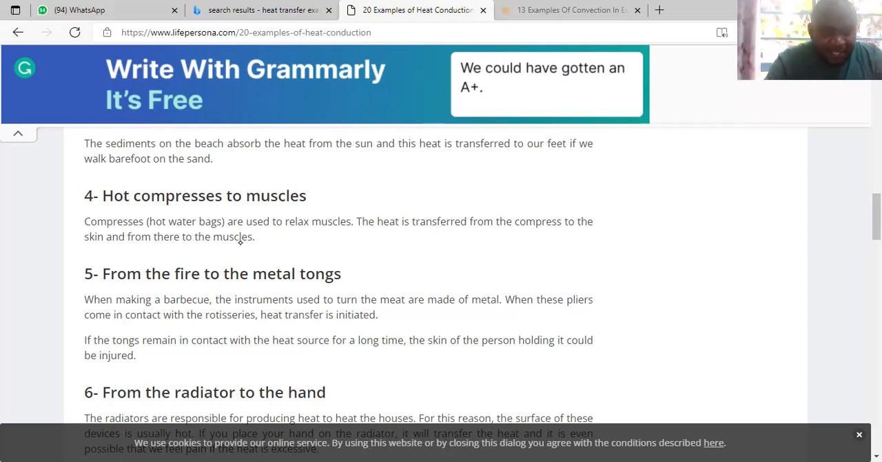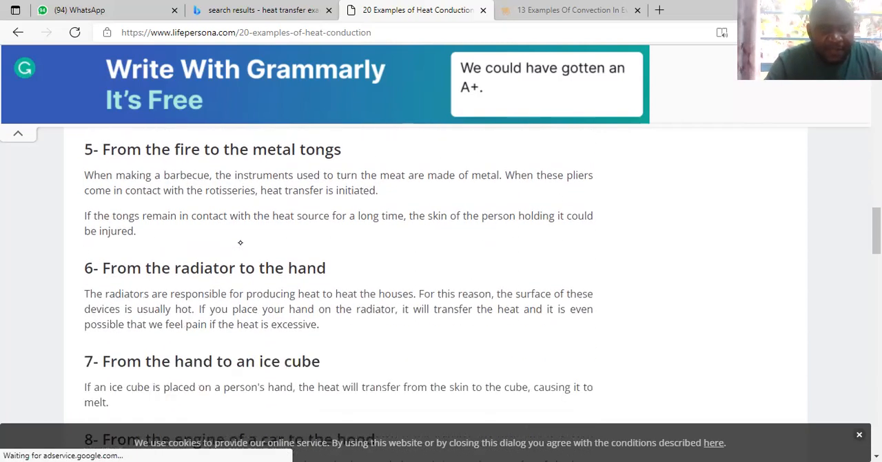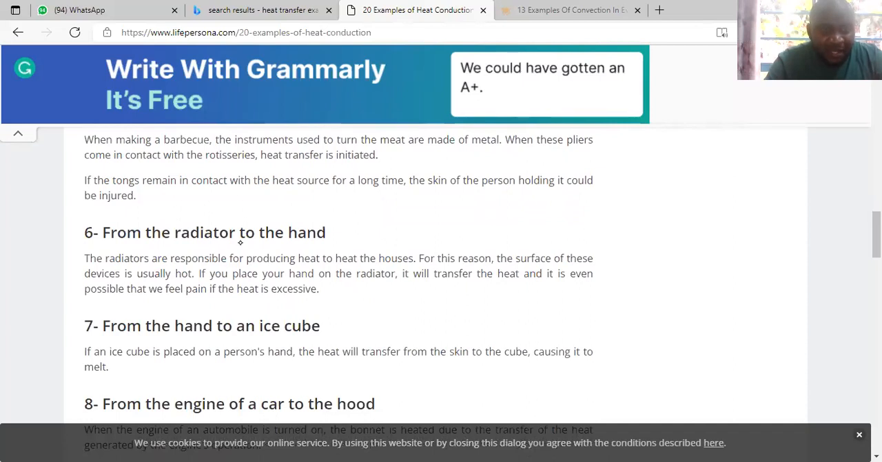Then from the radiator to the hand, in case you touch a radiator. Radiators are responsible for producing heat to heat houses. For this reason, the surface of these devices is usually hot. If you place your hand on a radiator, it will transfer the heat, and it's even possible that you will feel pain if the heat is excessive.